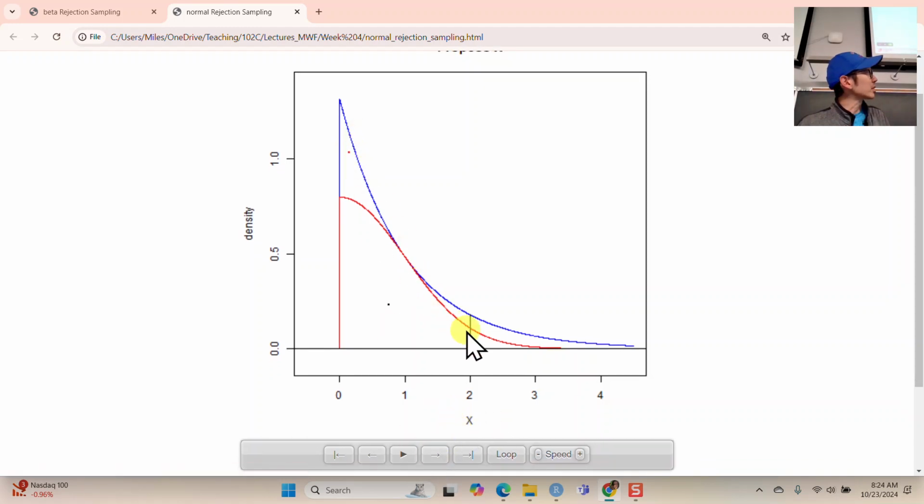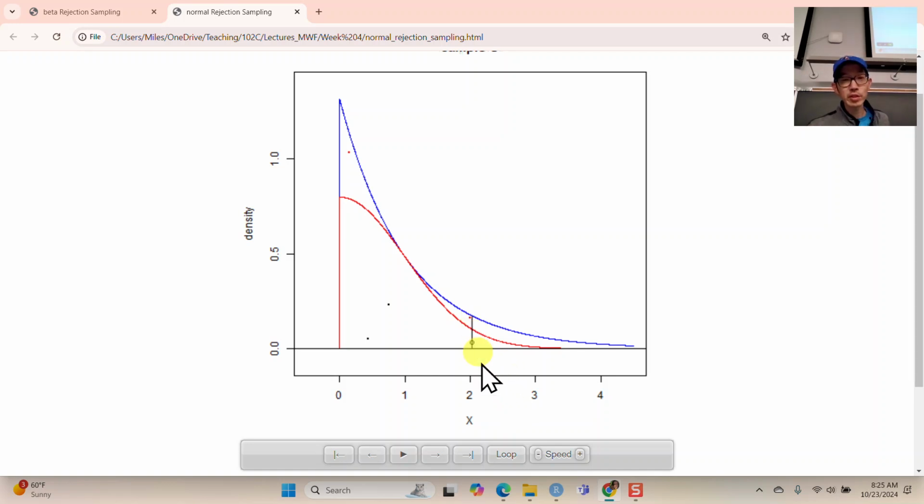I have a little red dot to keep track. Here it's proposing a value near 2, and it's kind of a toss-up whether it's going to get accepted or rejected. Here the random U that it proposed is above the red line, so it's going to get rejected. Here we're proposing a value of around 0.4, and the U is close to 0, far below the red line, so it's going to get accepted. Again, here we're proposing a value near 2. This time the random U is below the red line, so it's going to get accepted.